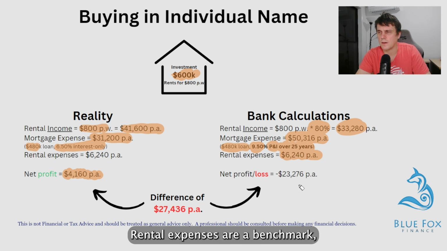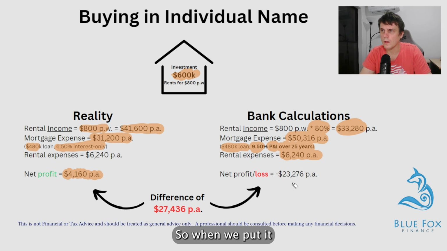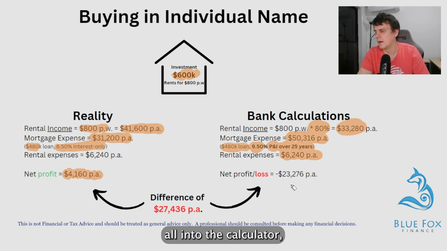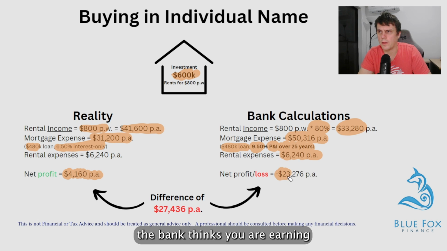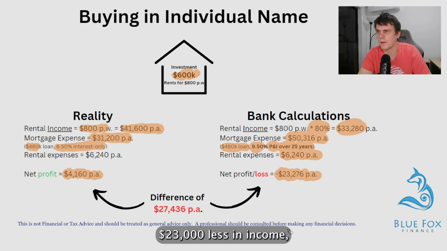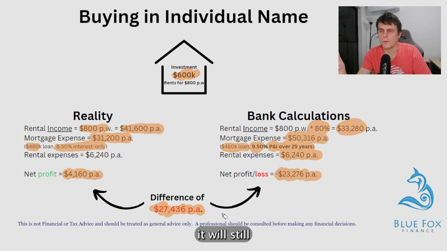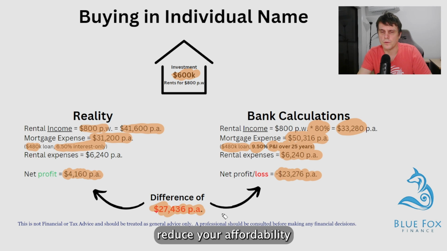Rental expenses are our benchmark, but $6,000 is reasonable. So when we put it all into the calculator, whatever your affordability is before it, now per annum, the bank thinks you are earning $23,000 less in income, a difference of $27,000. And that's why even if it's a positively geared property, it will still reduce your affordability, and pretty significantly. This isn't even an extreme example. This is pretty normal stuff, to be completely honest with you.